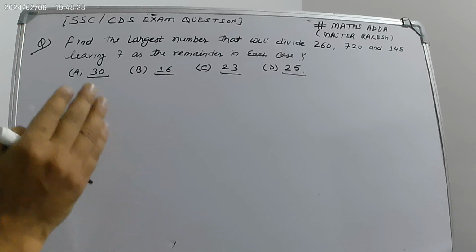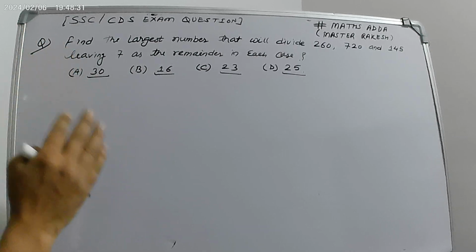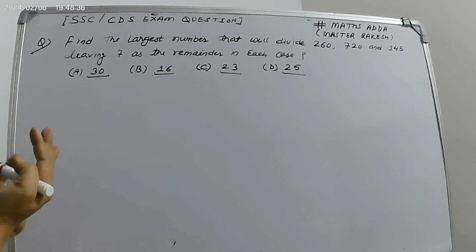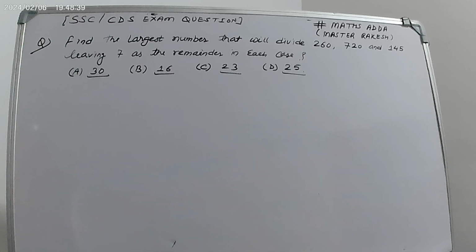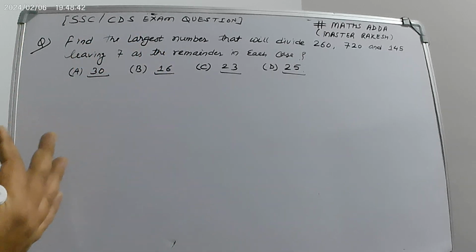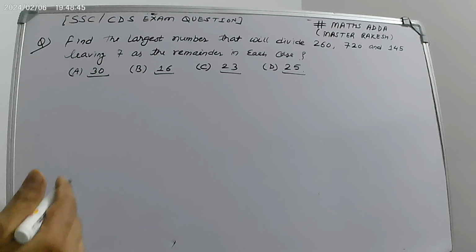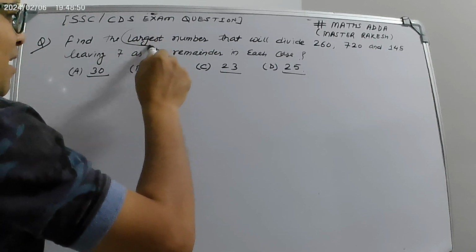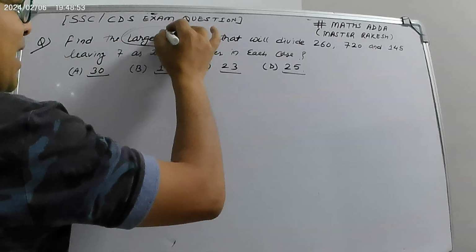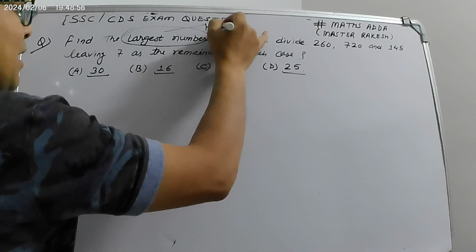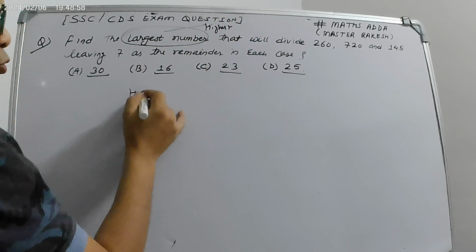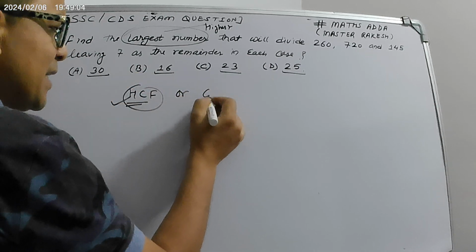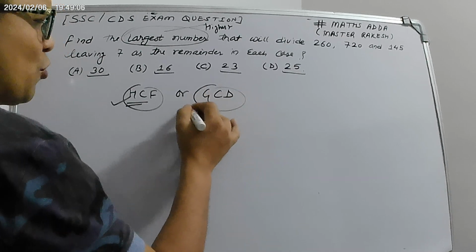This is one of the most common questions in all these examinations. It comes in the class 10 CBSE board, the SSC examination, NDA examination, CDS examination, and many Olympiads. So we'll take an example to understand what it means. This says largest number. Largest means highest. Highest means you will have to find the HCF. Always remember. Or we can say GCD, greatest common divisor.